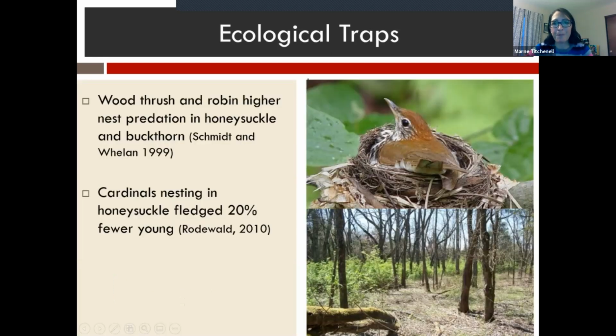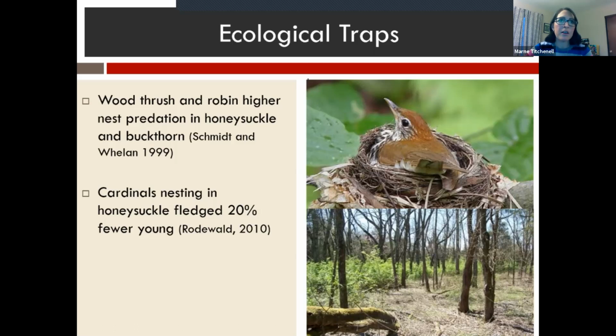Here's another example of how invasive species are ecological traps. You're looking at two reports from two different research papers. The first one reported that wood thrush and robin suffered higher nest predation when they built their nests in honeysuckle and buckthorn. And then you see that cardinals, when they nested in honeysuckle, had fewer of their young survive. So what is going on here?